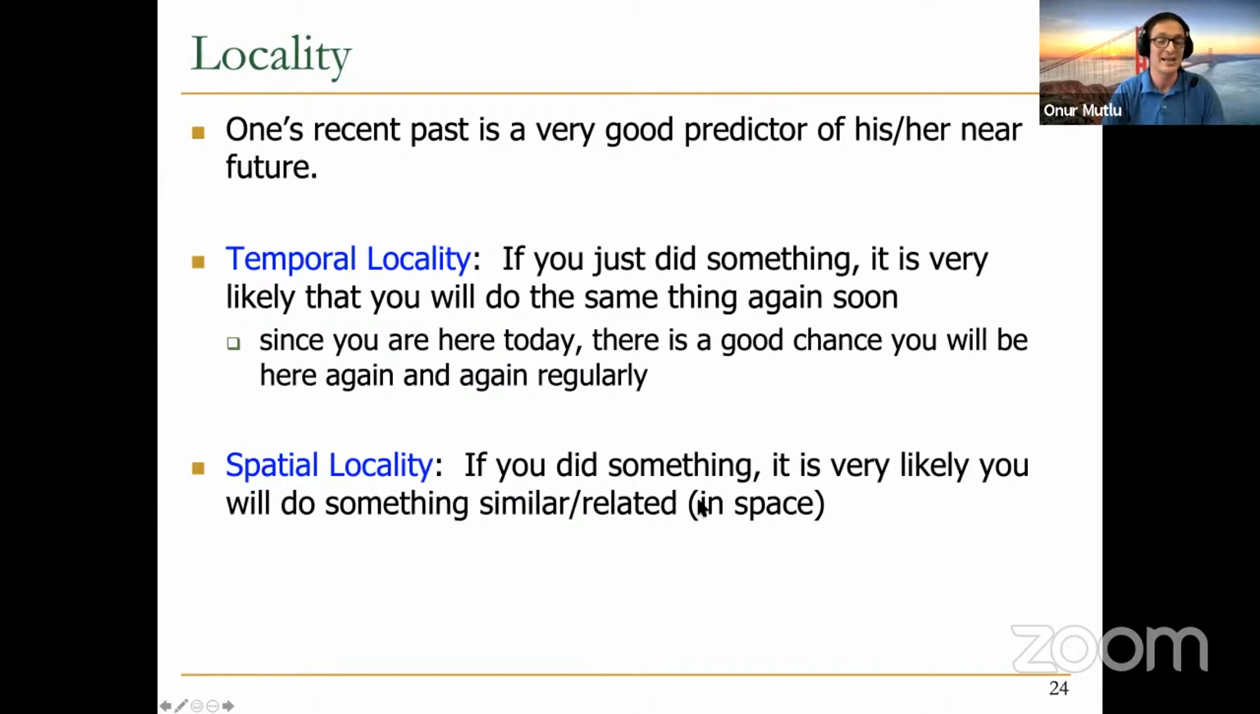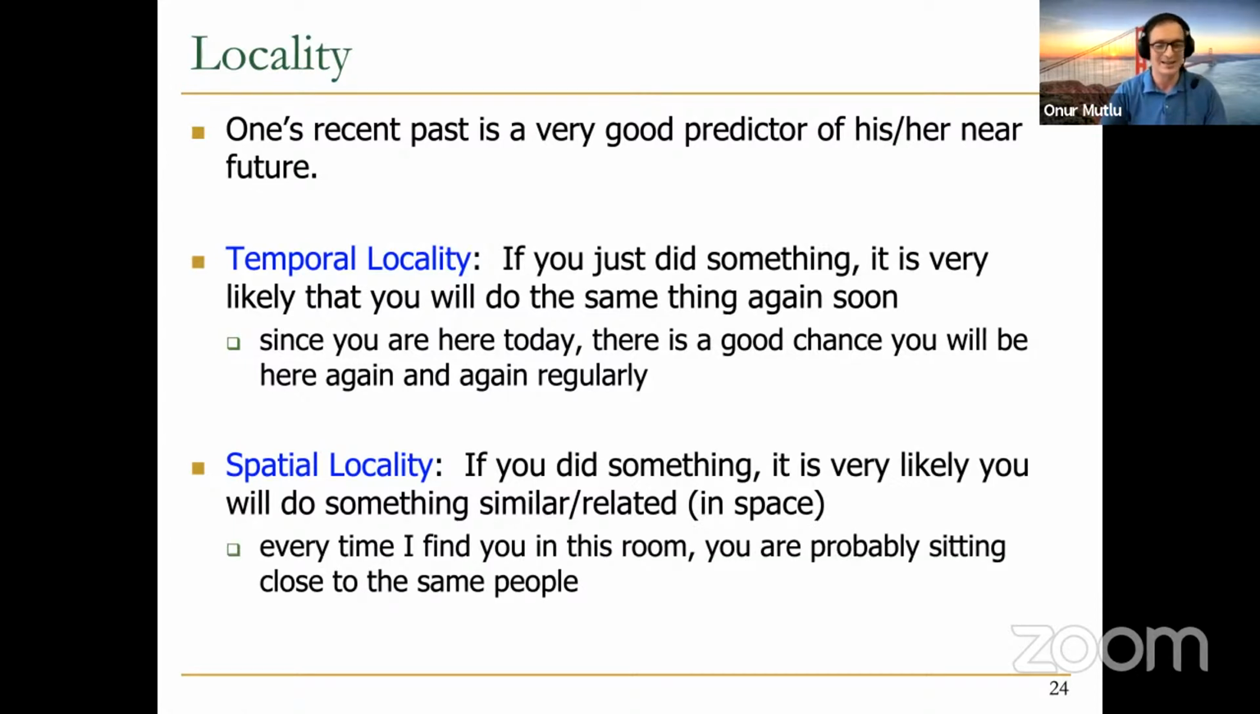Basically, it says that if you did something, it's very likely that you will do something similar or related in space. And for example, if you were having a real lecture where people were actually sitting in a classroom, which we will hopefully get to next semester. Unfortunately, we're missing out on that, and that's not ideal this semester. We're also missing out on some of the interaction because of that, unfortunately.